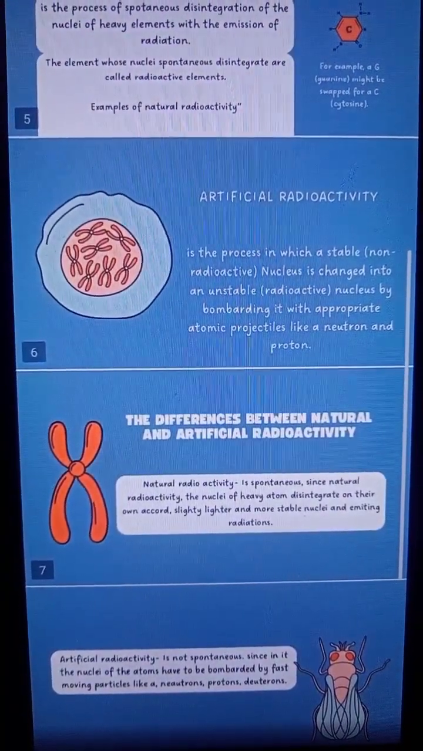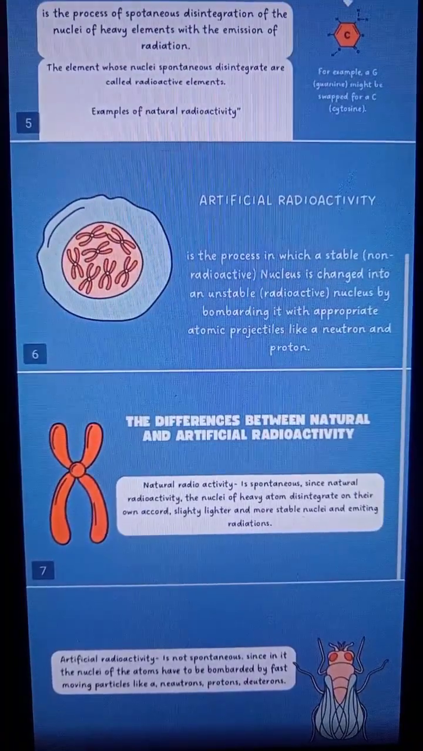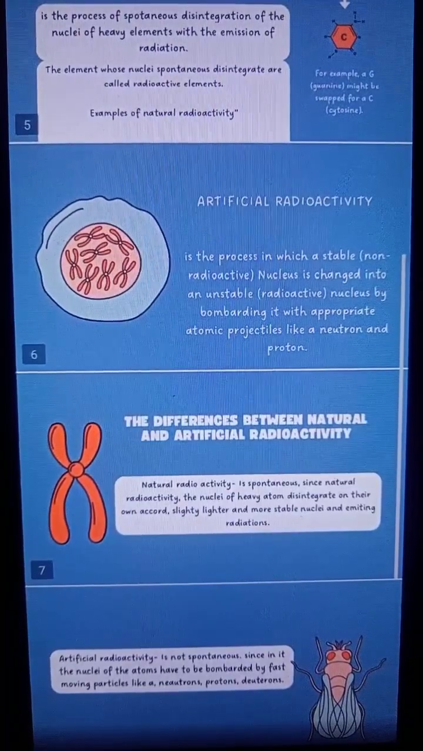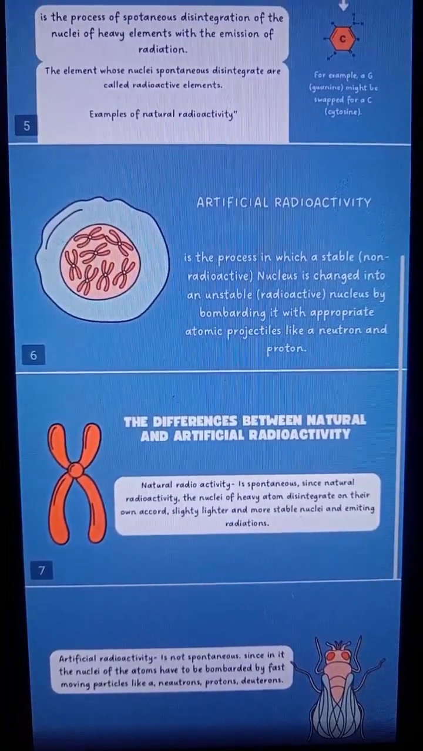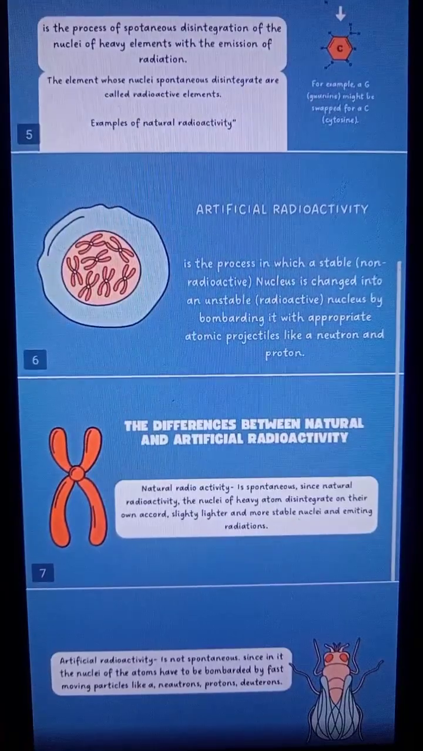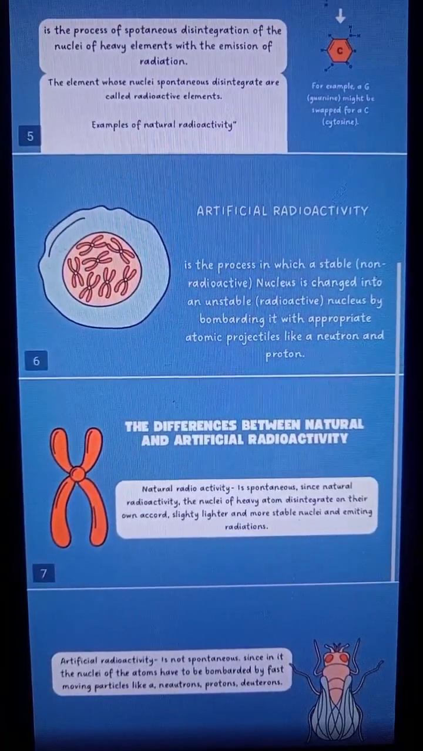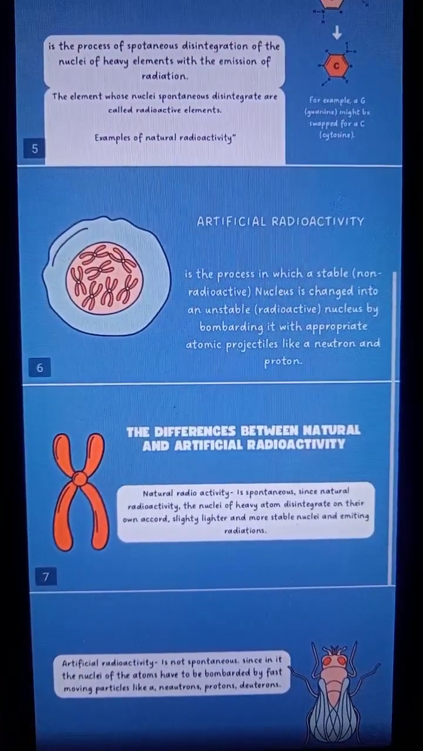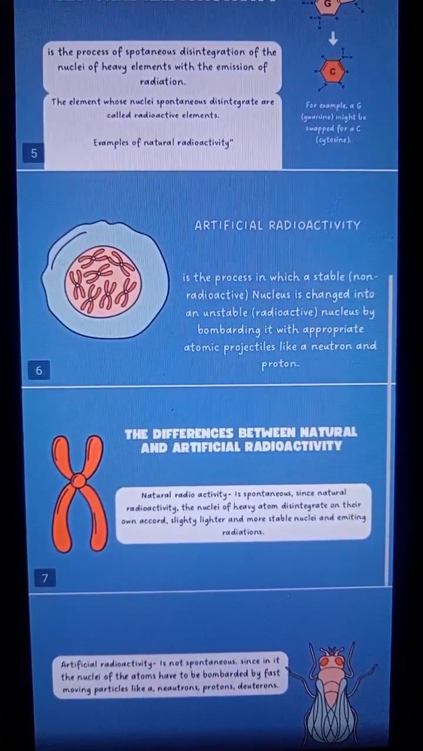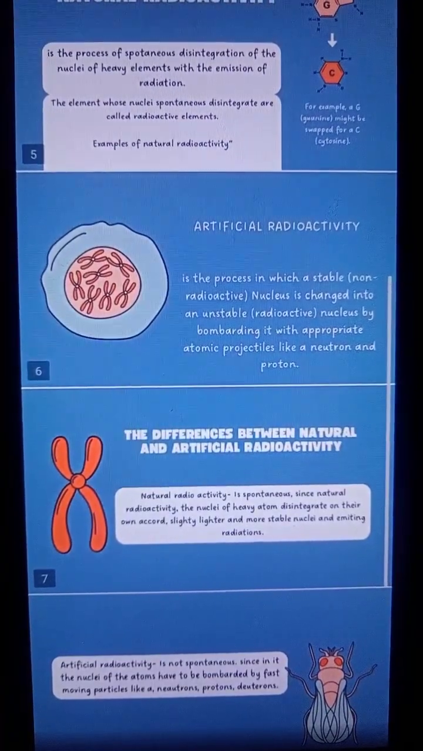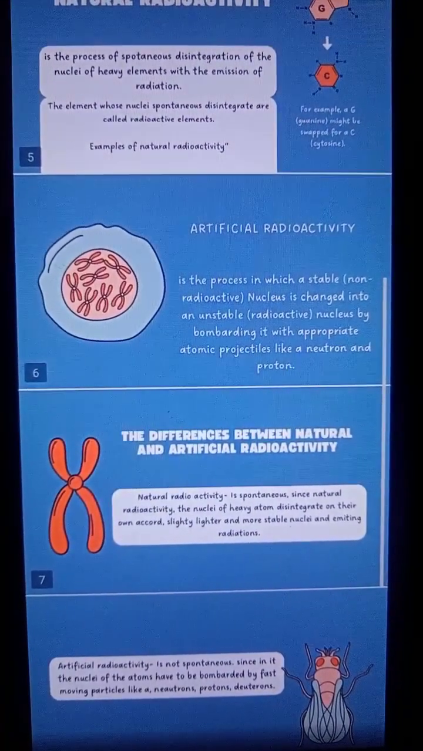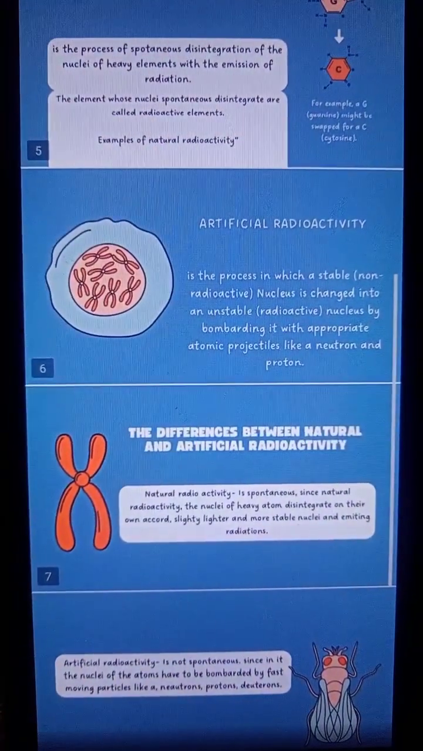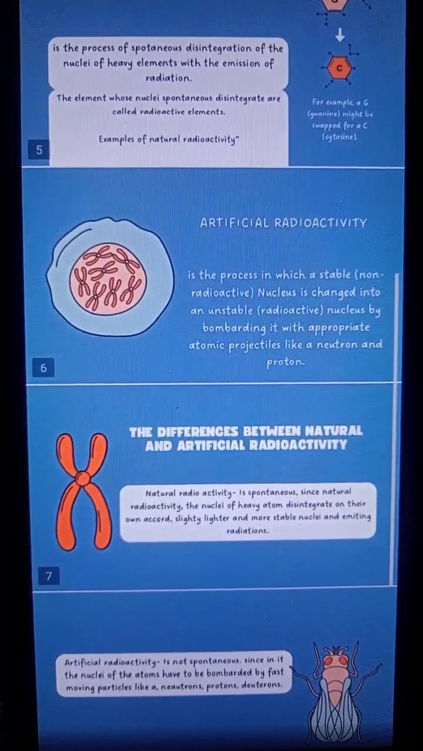And the last one, we have the artificial radioactivity. It is not spontaneous, unlike natural radioactivity, since in it the nuclei of the atoms have to be bombarded by fast-moving particles like neutrons and protons. It is also the phenomenon by which even light elements are made radioactive by an artificially induced method, and that is artificial radioactivity.